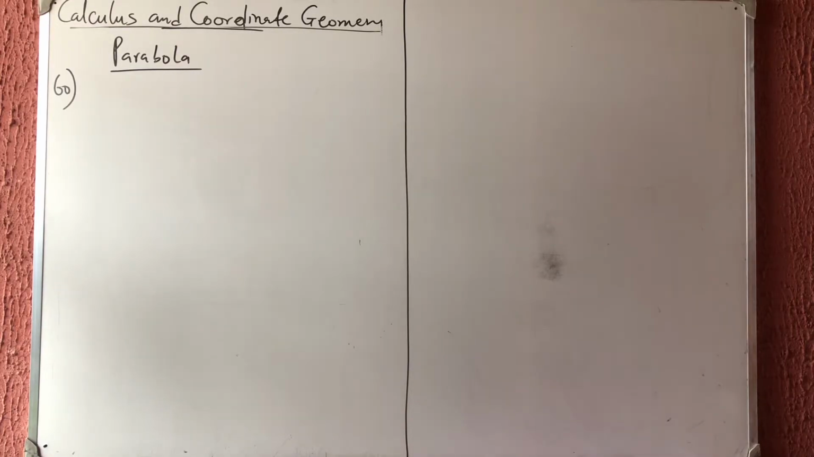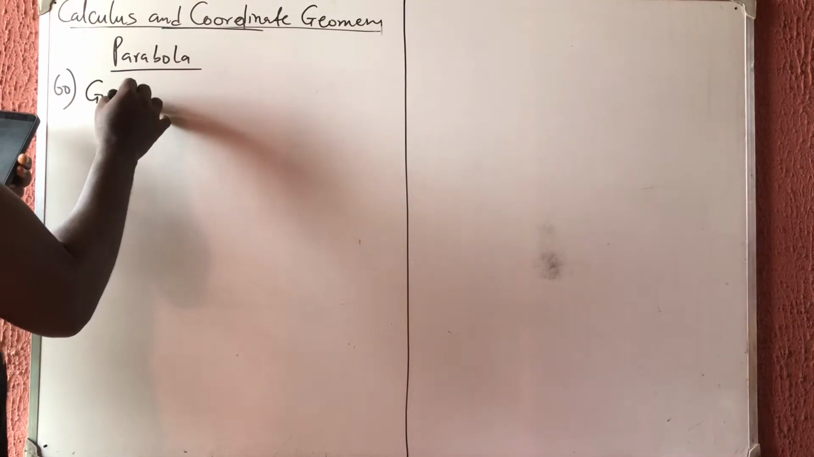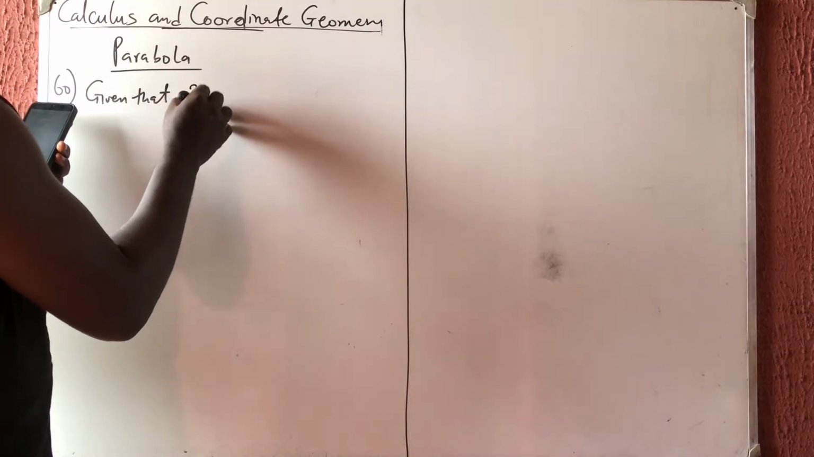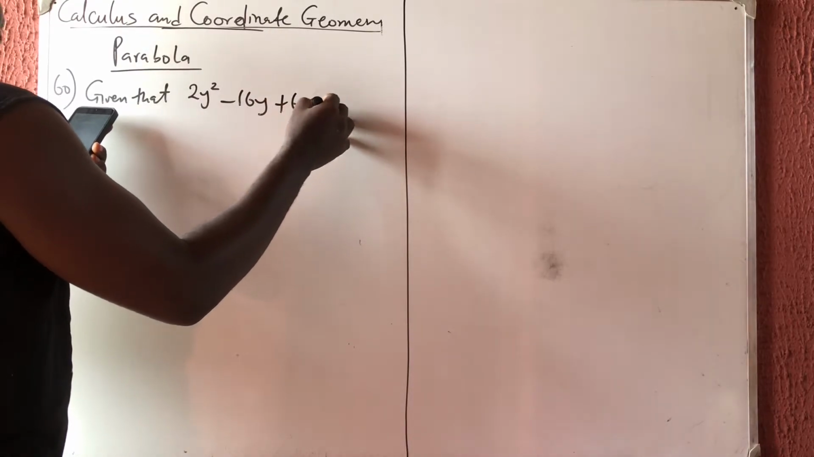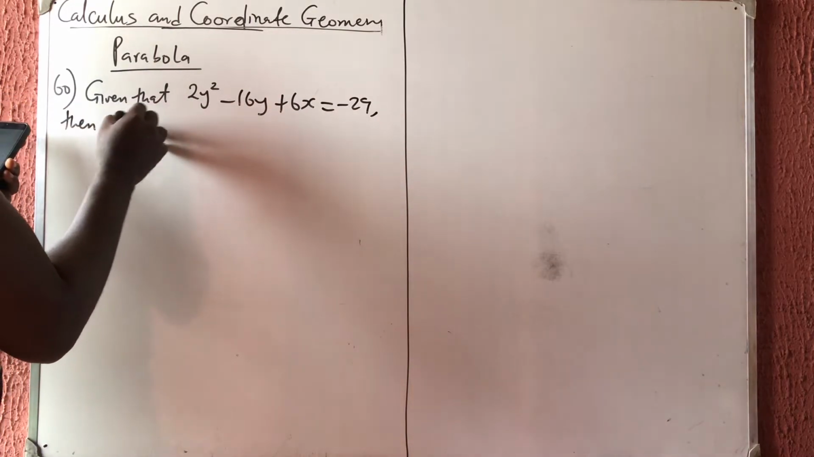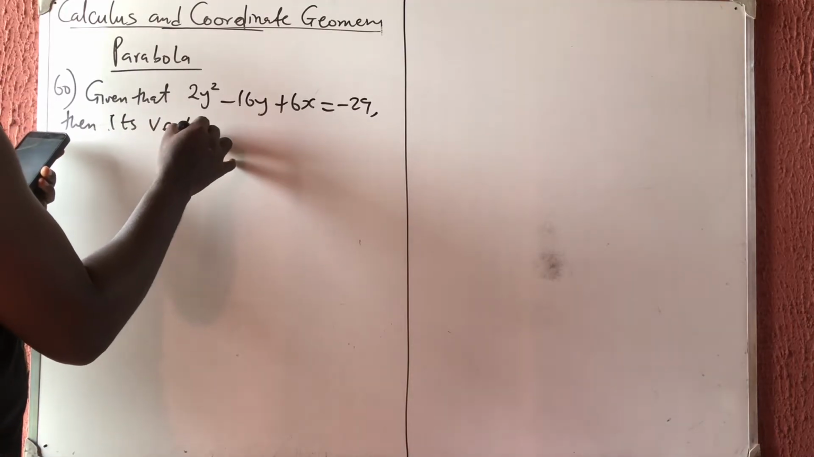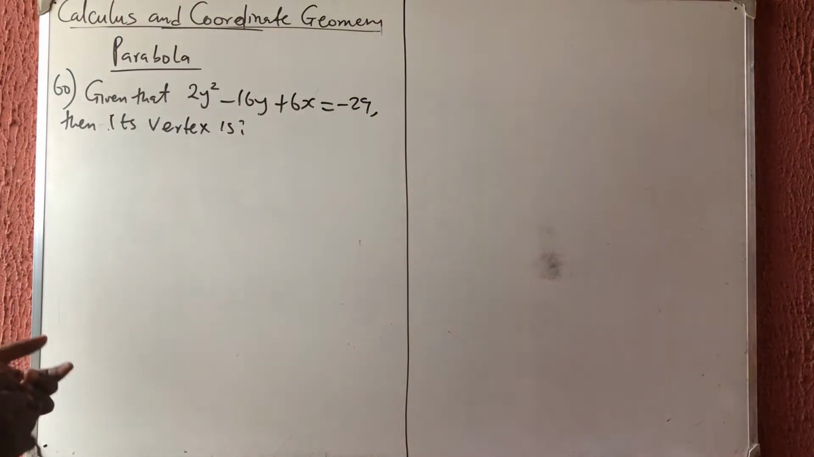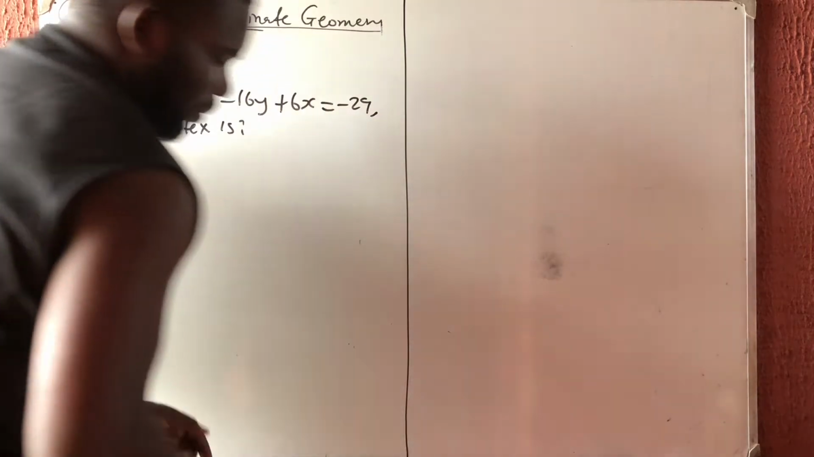Question number 60 said, given that 2y squared minus 16y plus 6x is equal to minus 29, then its vertex is... Now, like I told you in my video on parabola, the vertex of a parabola is simply the center of that parabola. Okay, the center of a parabola is known as the vertex.